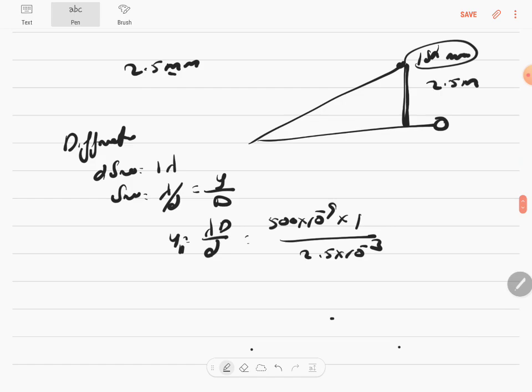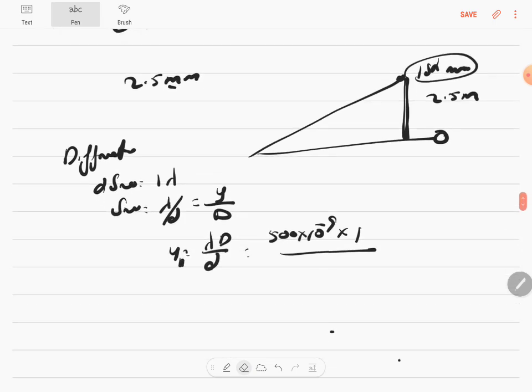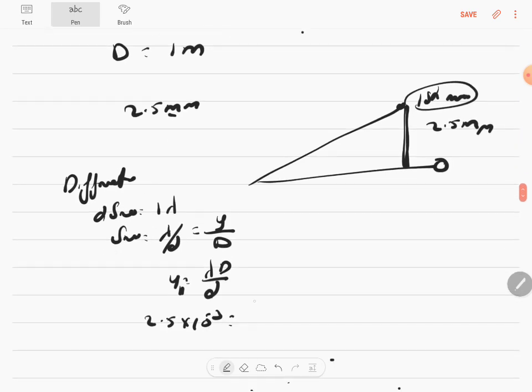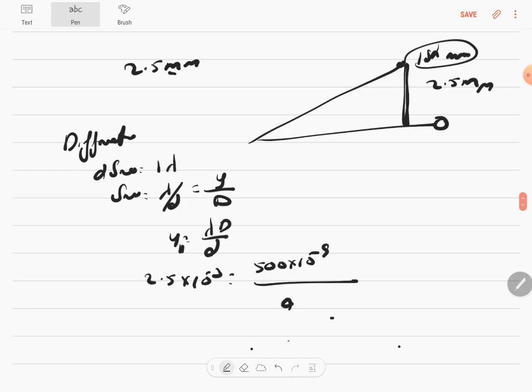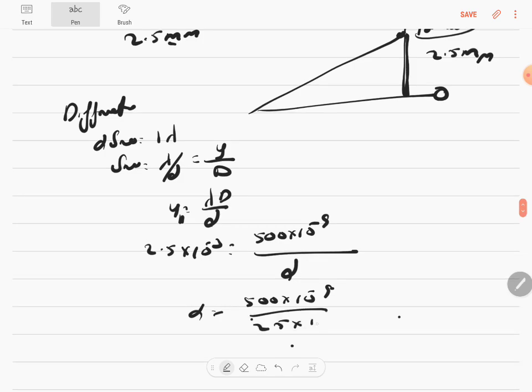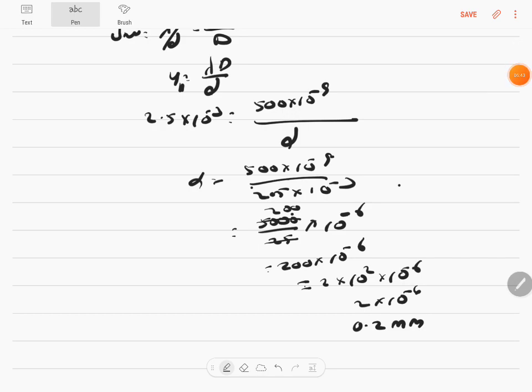So find the width. No, that is not 2.5. That is the position, the y itself. So y itself is 2.5 millimeter. So 10 to the power minus 3 is equal to lambda, which is 500 into 10 to the power minus 9, into capital D, which is 1 meter, by small d. So small d therefore is 500 into 10 to the power minus 9 by 2.5 into 10 to the power minus 3. So just calculate and get the answer.